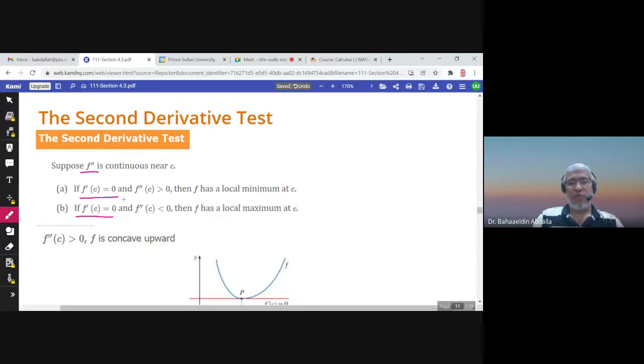To use the second derivative test, you have to find the first derivative and its zeros, and then substitute these zeros in the second derivative. If you find that f double prime of c is greater than 0, is positive, then f has a local minimum at c. And if the second derivative is negative at c, then f has a local maximum at c. So if it is positive, local minimum. If it is negative, local maximum.